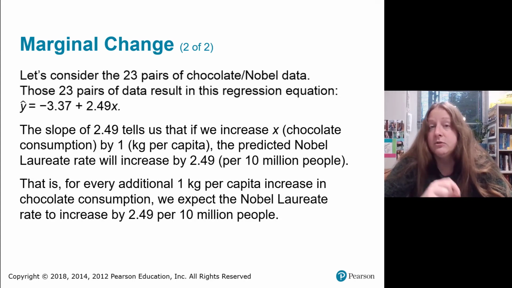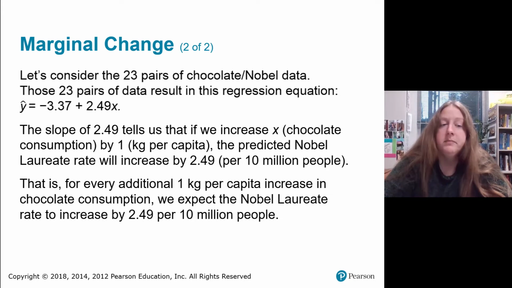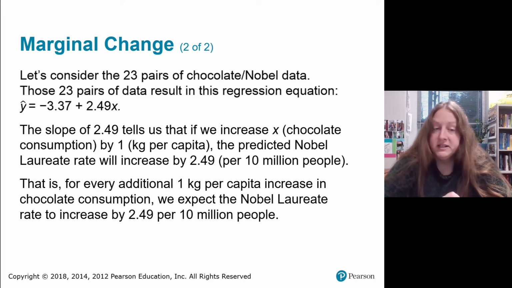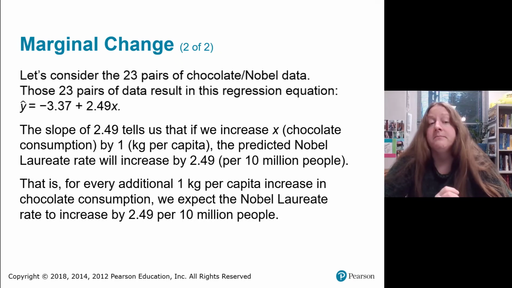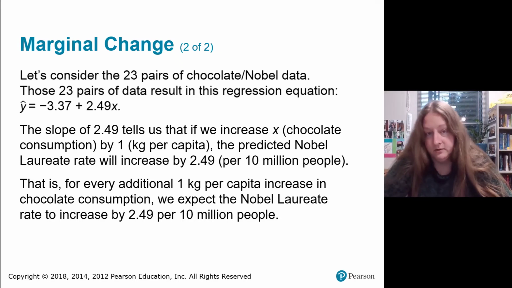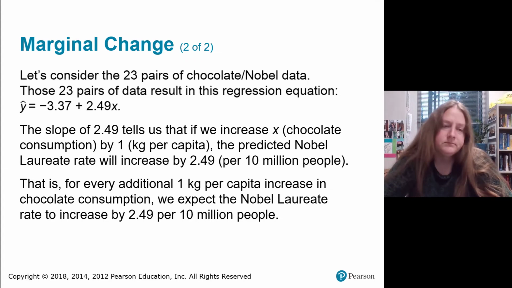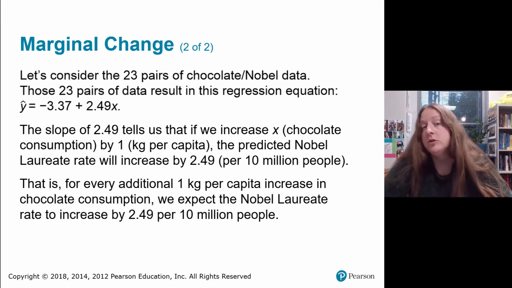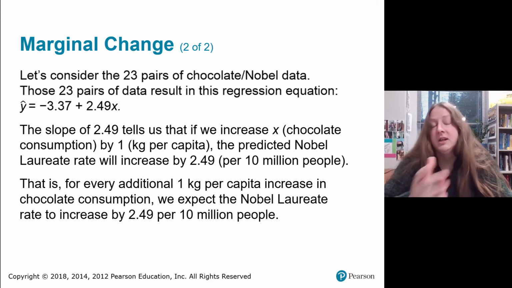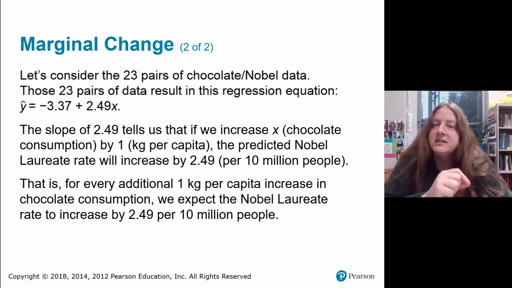And that tells us that if we increase x, or chocolate consumption, by 1 kilogram per capita, the predicted Nobel laureate rate will increase by 2.49 per 10 million people. So for every additional 1 kilogram of chocolate consumption per capita, we expect the Nobel laureate rate to increase 2.49 per 10 million people. That's what we're looking for. When you're asked for the marginal change, that's what you're looking for. What difference does a change of 1 in x make to the value of y?